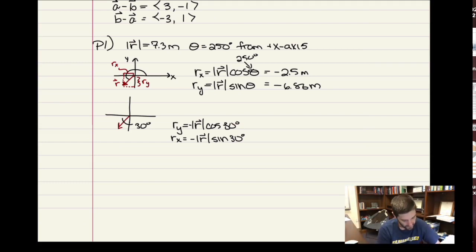How about problem 9? Here, I'll do 2 more. Two vectors are given by blah, and find their sum, find their difference, and find a third vector such that a minus b plus c equals 0. Okay.